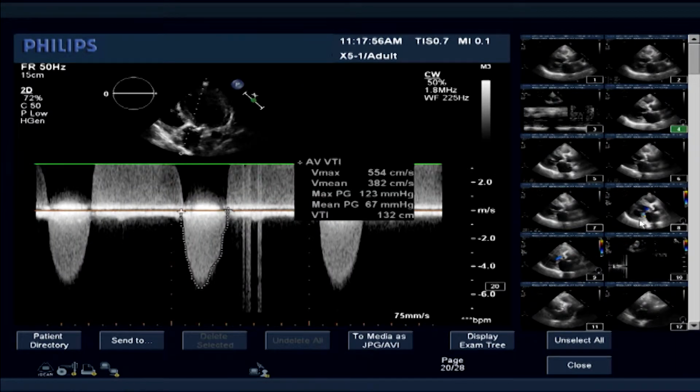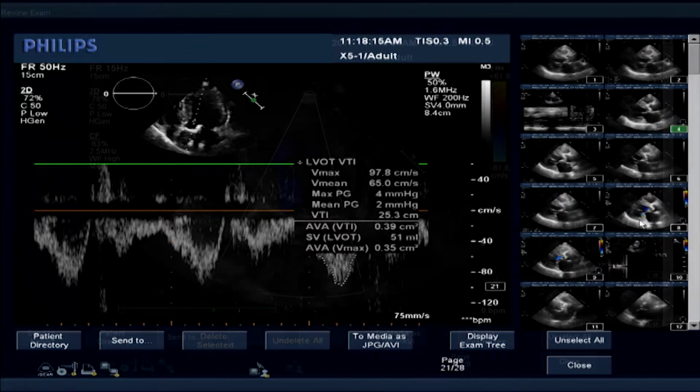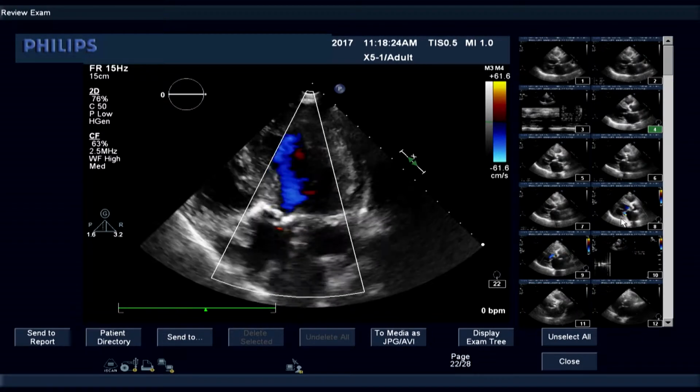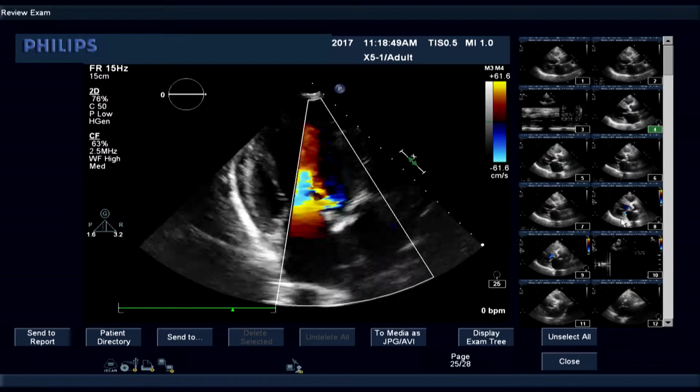So these are the gradients across the aortic valve. Here you can see a mean gradient of 67 millimeters of mercury, peak gradient of 123, velocity of 5.5 meters per second. The aortic valve area derived by the continuity equation is 0.39 centimeters square, which clearly shows that it is critical aortic stenosis. Mild aortic regurgitation, no mitral regurgitation, good contractility. The other important thing we're looking at is baseline pericardial effusion. There is no baseline pericardial effusion. 2-chamber view. So I think we are all set here.